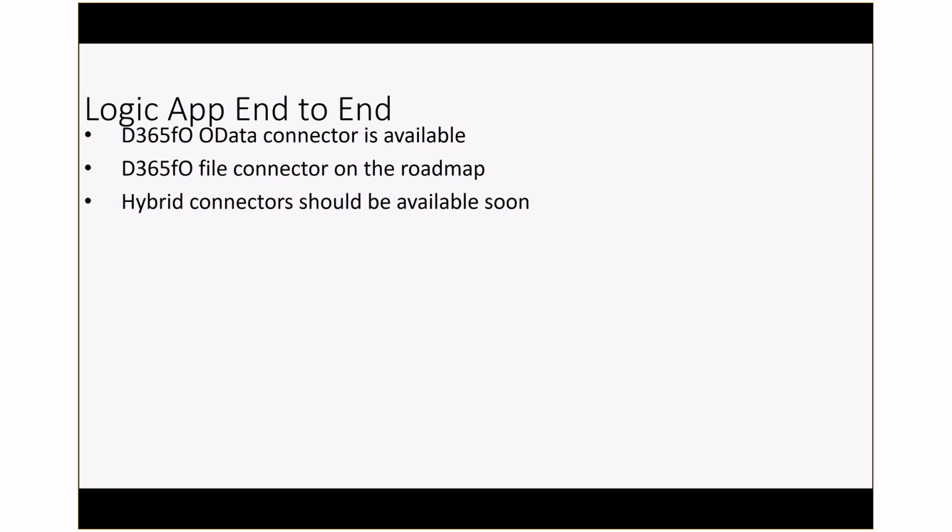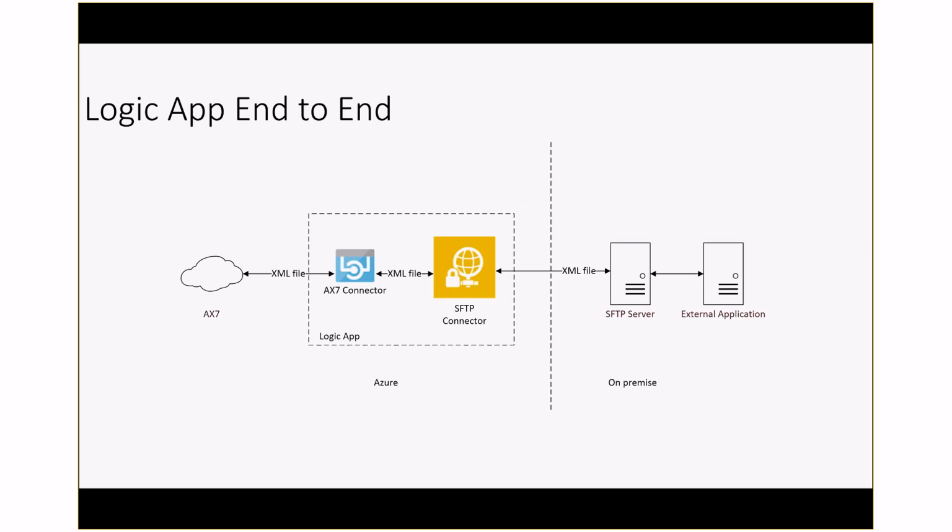So in the roadmap, the OData connector for Logic Apps is already available and it is presently in preview mode. The file connector that would allow people to provide a file and bring it into AX and run using recurring integration is on the roadmap, and it is presently not available. There are other hybrid connectors that are also in the works. Now let me quickly show you a simple scenario, a similar file-based integration scenario that we were able to orchestrate using Logic Apps.